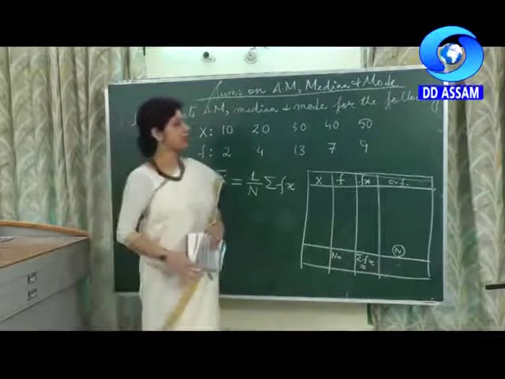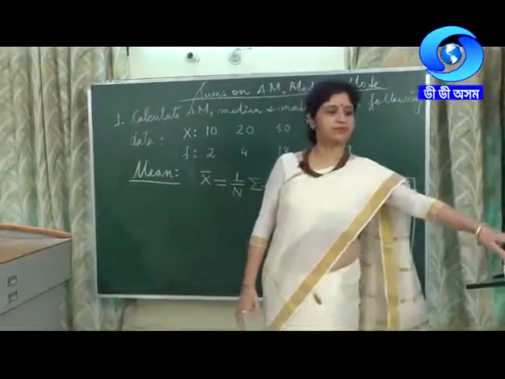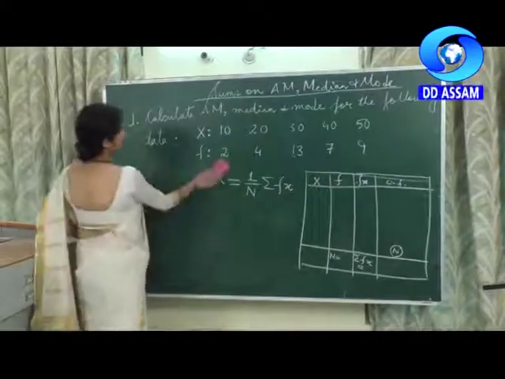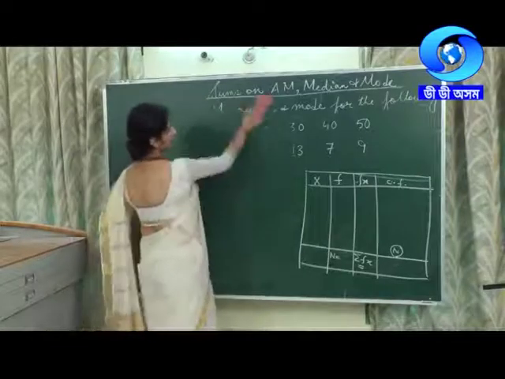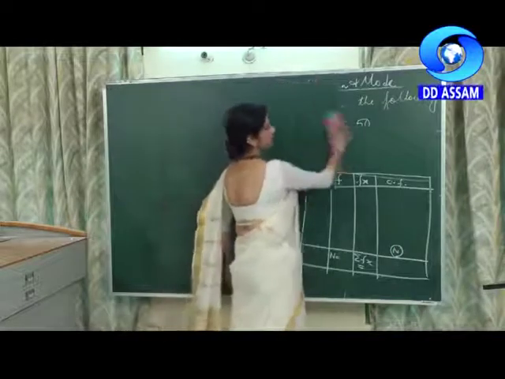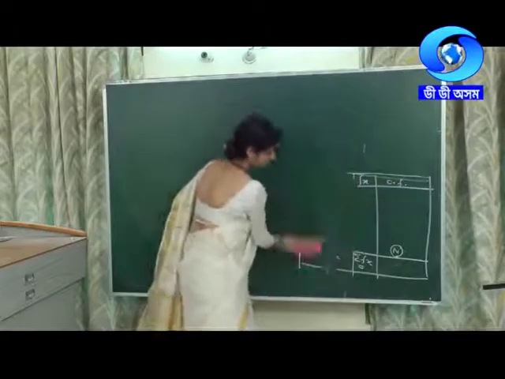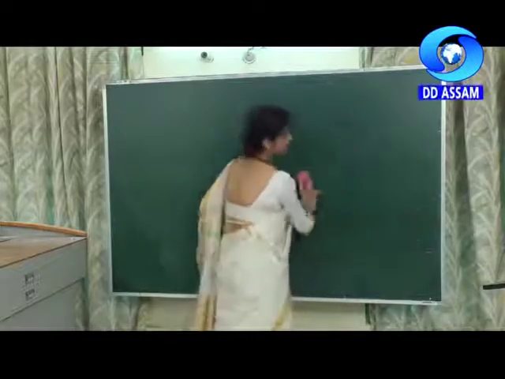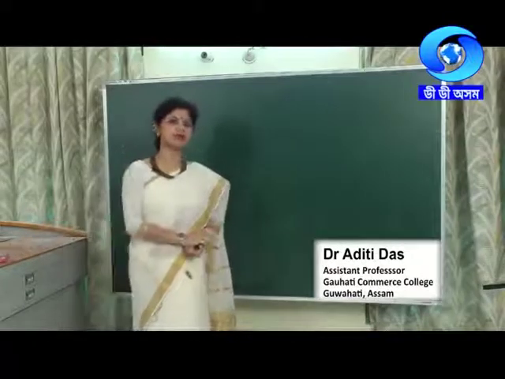So with this, we come to the end of today's class. In the next class, we shall take up some sums from group frequency distribution, and we shall also apply the assumed mean method, because this is the formula for the direct method. We shall make use of the assumed mean method as well as the step deviation method for calculation of arithmetic mean.